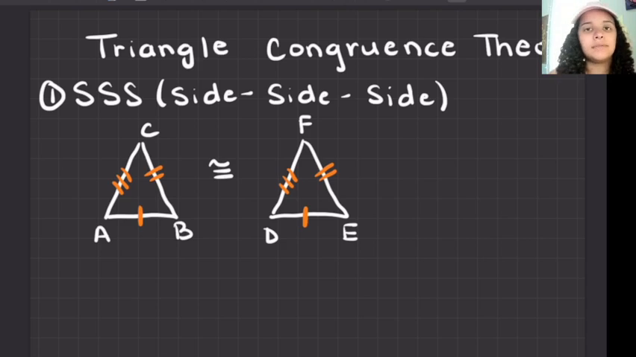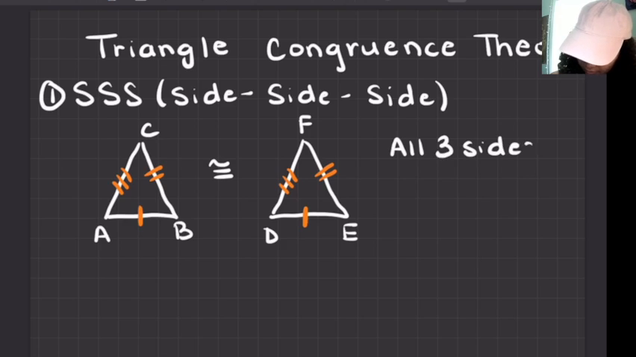So first you have to look at the relationship between the sides of the triangles. If all 3 sides on each triangle, so each corresponding side, is congruent to the other, then you can say that those triangles are congruent, okay? So all 3 sides are congruent to each other, okay?